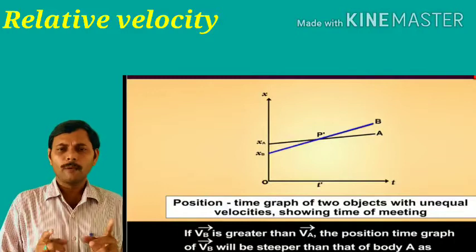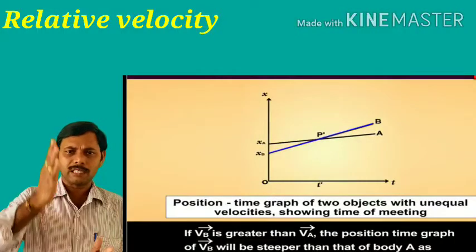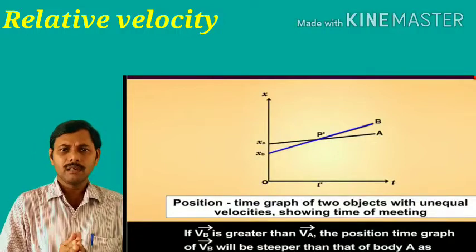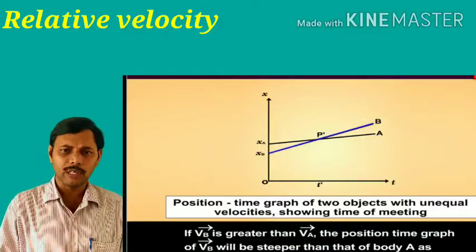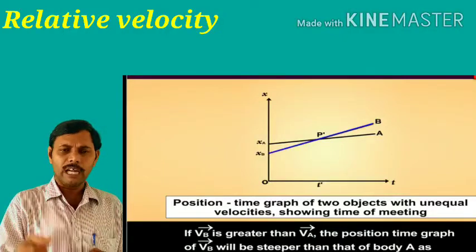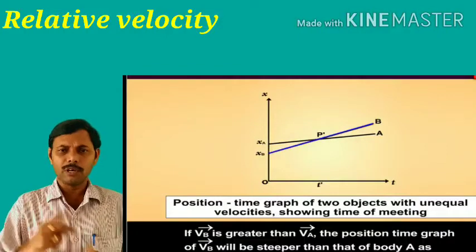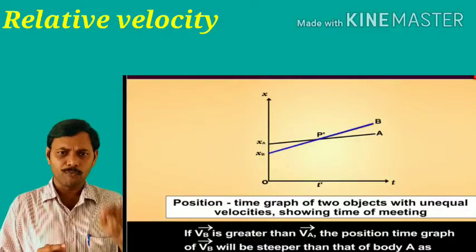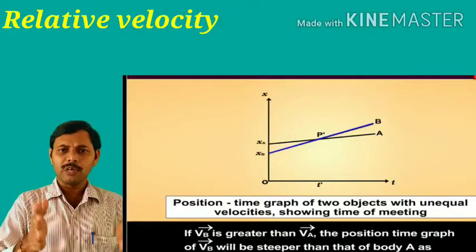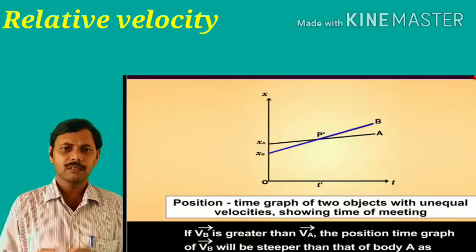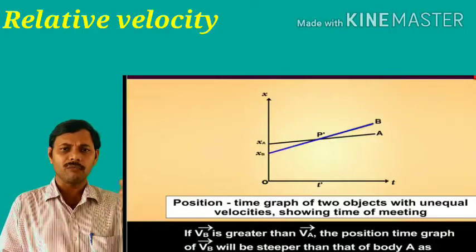In the graph, we observe that A is ahead of B, because XA is greater than XB. A is ahead of B. And look into the slopes of the graph. Slope of graph B is more than slope of graph A. In the position time graph, slope of graph B is greater than slope of graph A. We know that the slope of a position time graph gives velocity. Therefore, velocity of B is greater than velocity of A.